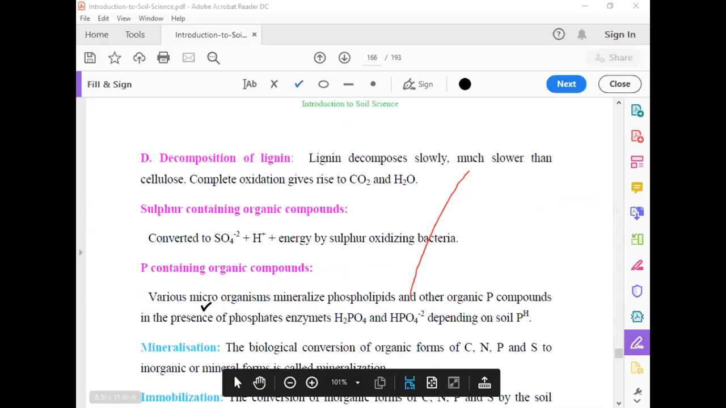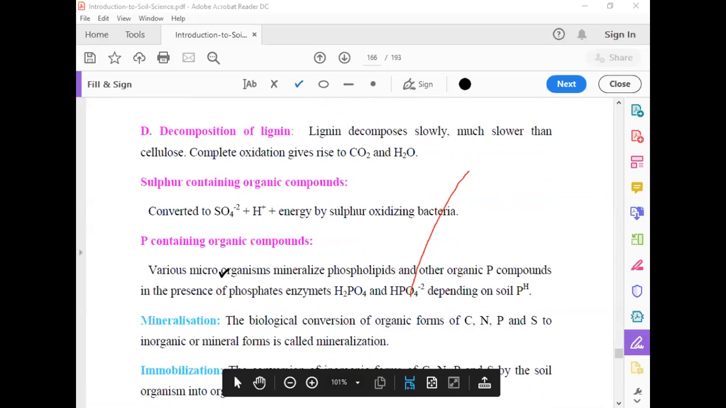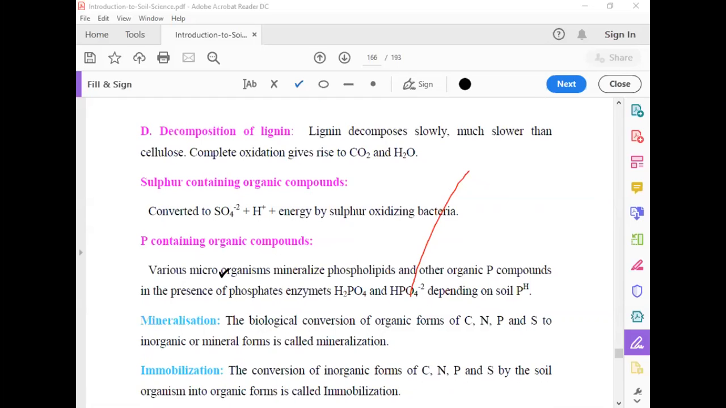Then the last part, that is simple sulfur-containing organic compounds, which are converted to sulfates, SO4 minus, plus H plus, plus energy, by sulfur oxidizing bacteria such as Thiobacillus thiooxidans and Thiobacillus ferrooxidans. These are two sulfur oxidizing bacteria.